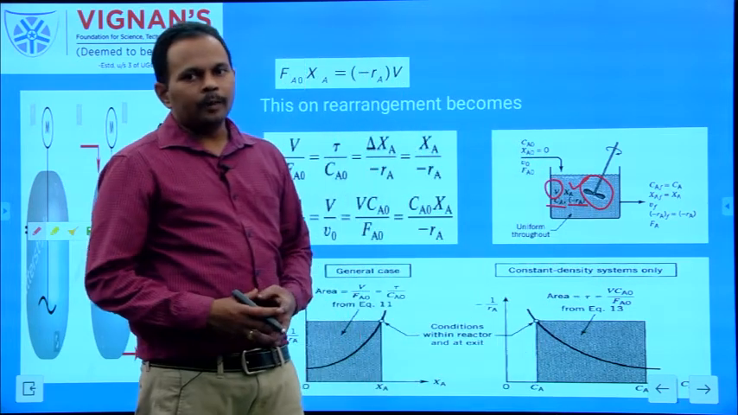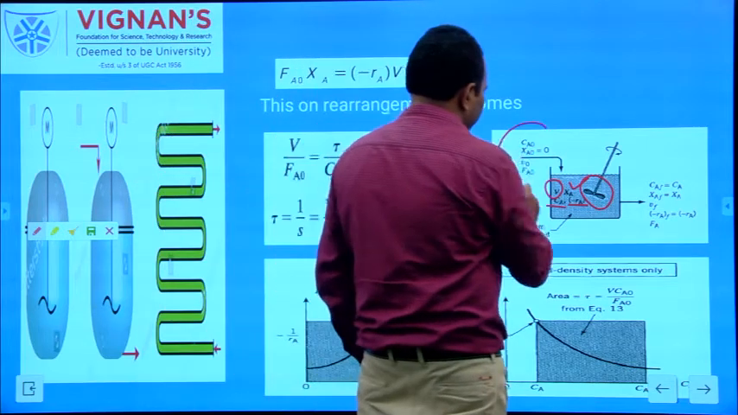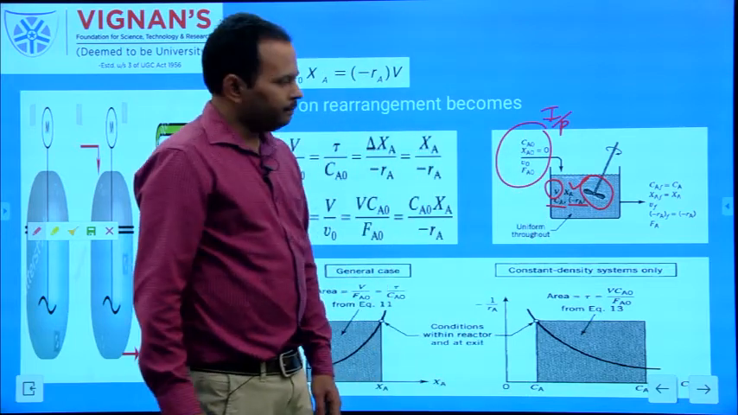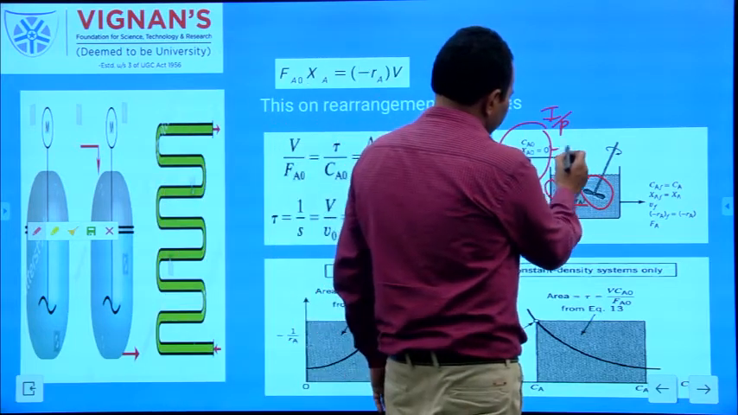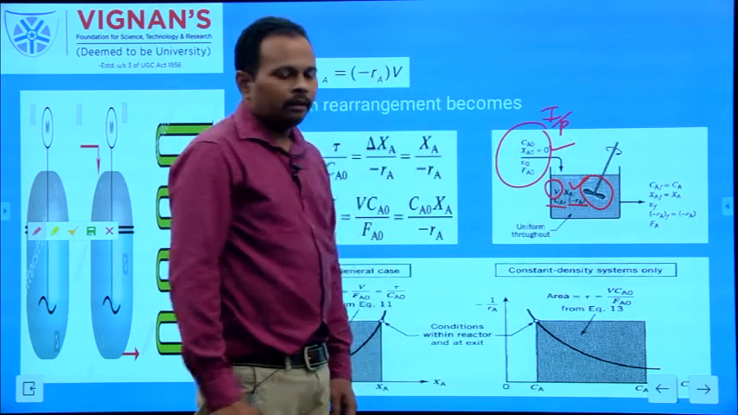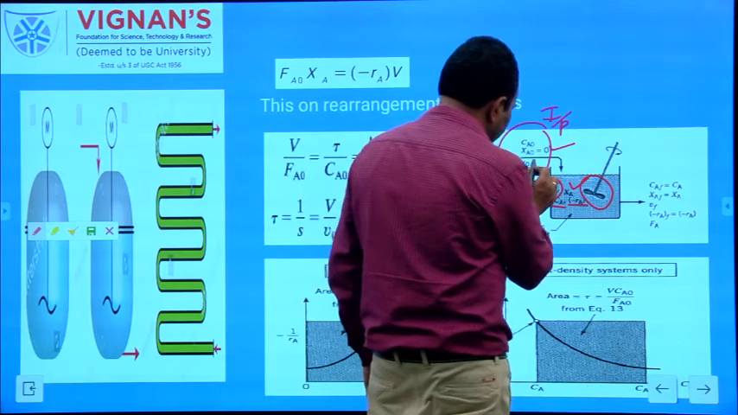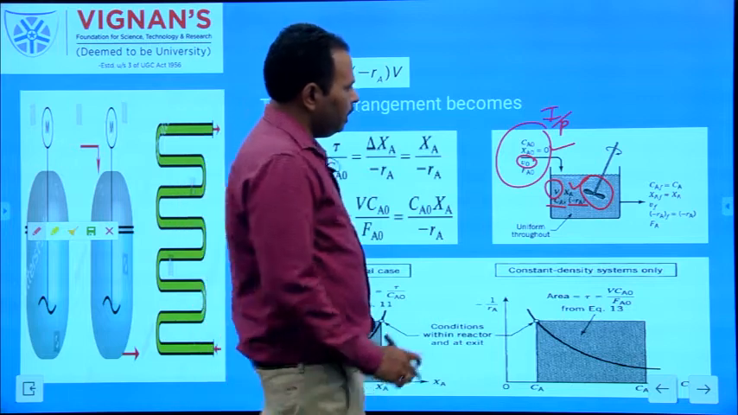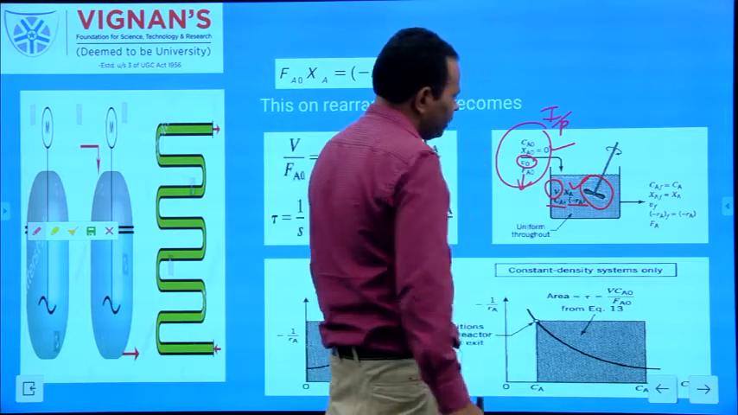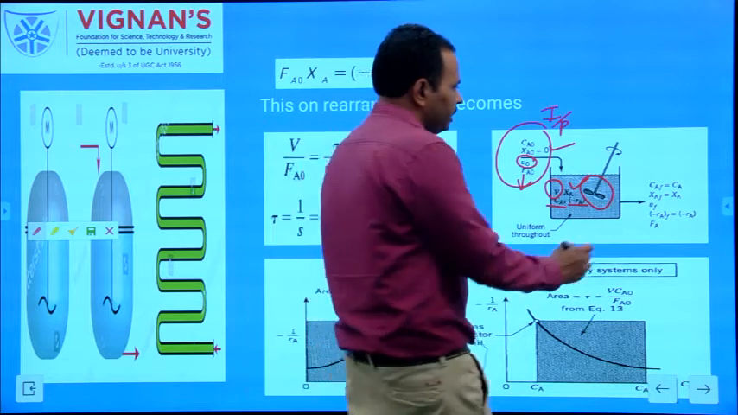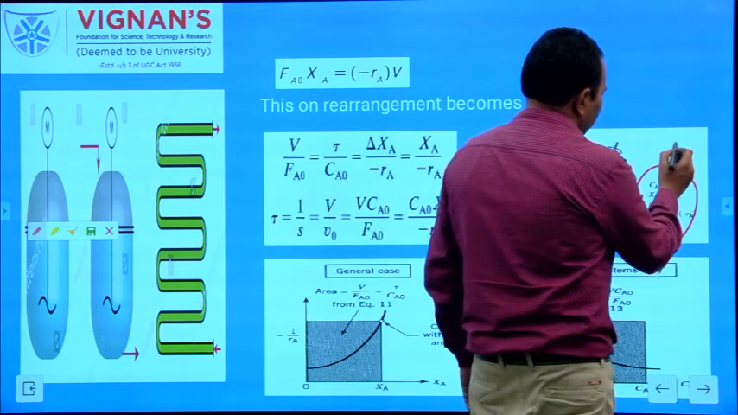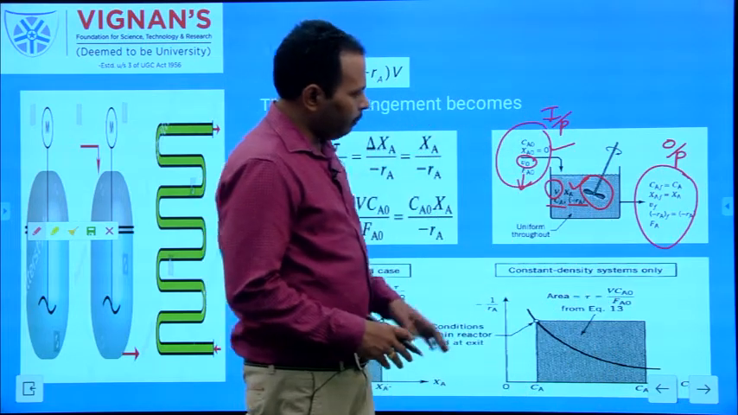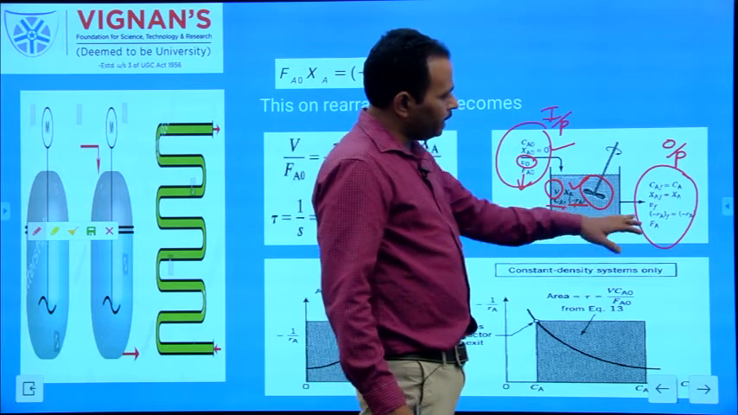And what are the input and output for the MFR? These are the input conditions: CA naught, the initial concentration of A, and XA naught is 0 before the start of the reaction, that is the conversion of A is 0. Next, nu naught is the volumetric feed rate, and FA naught is the molar flow rate of A. These are the output conditions coming out of the MFR. Whatever the conditions within the MFR, the same conditions we get as the output.